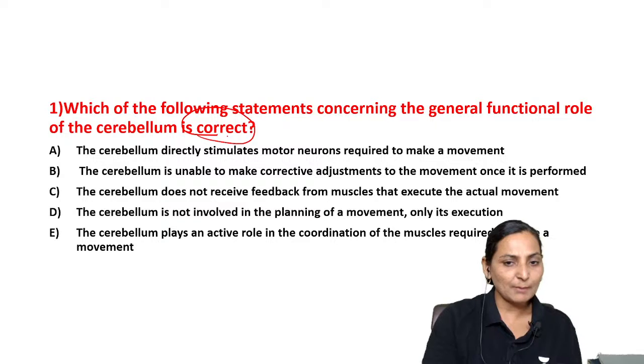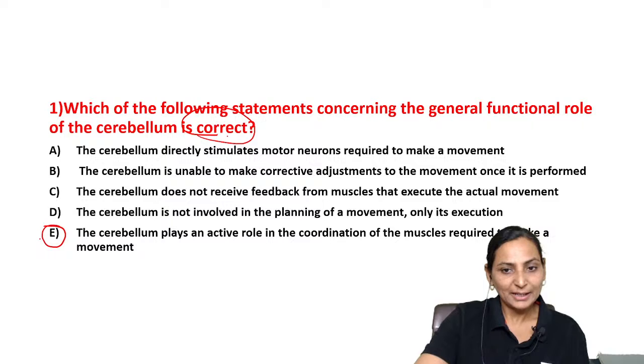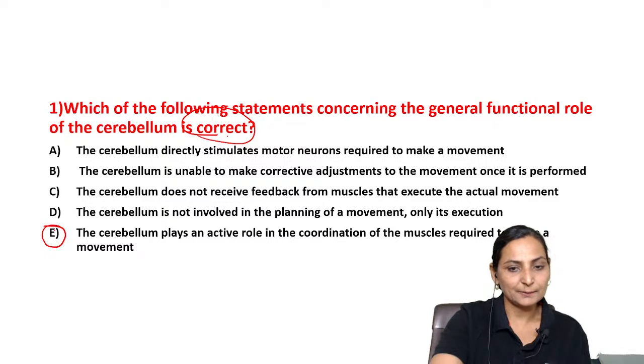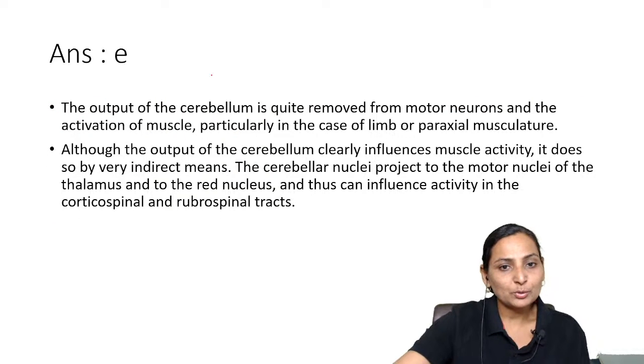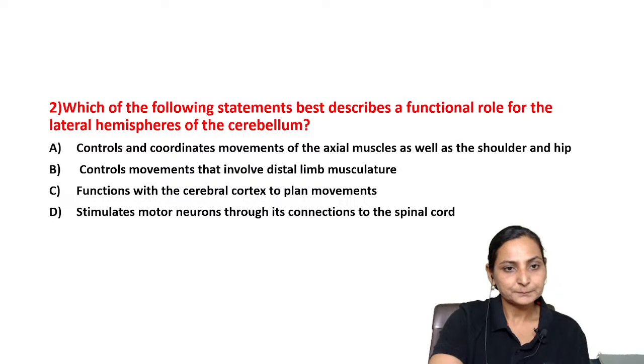Anyone can come up with the correct answer. What could be the correct answer here? Yes. So the correct one is E, right? The correct one is E. The output of the cerebellum is quite removed from the motor neurons. And we will now study how the cerebellum is influencing them.